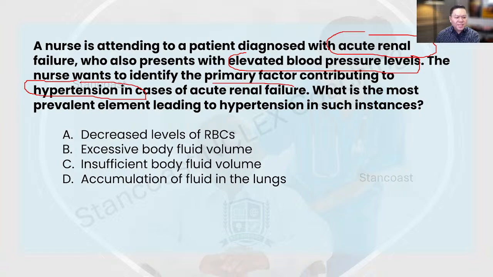And so, what is the most prevalent element leading to the hypertension in such instances? Is it A, decreased level of the red blood cells? Does it do that? Or is it the excess fluid volume? Or is it low fluid volume? Or is it the accumulation of fluid in the lungs, which is basically pulmonary edema, right? So let's go through the options here. Letter A, while a decrease in the red blood cells, actually, this is anemia. Let me just write that down. Anemia.